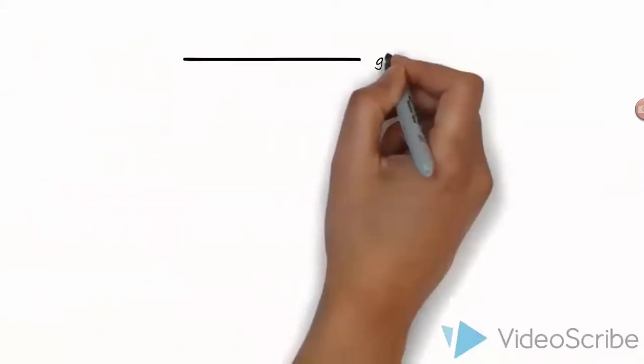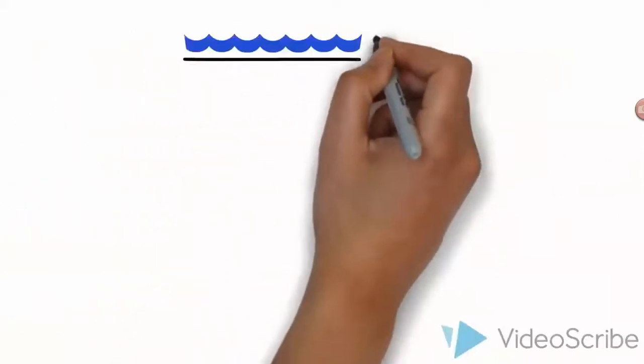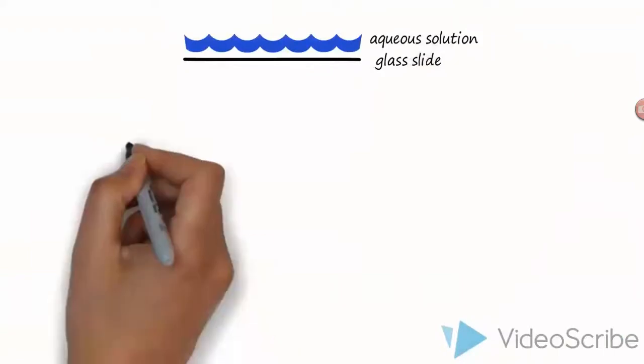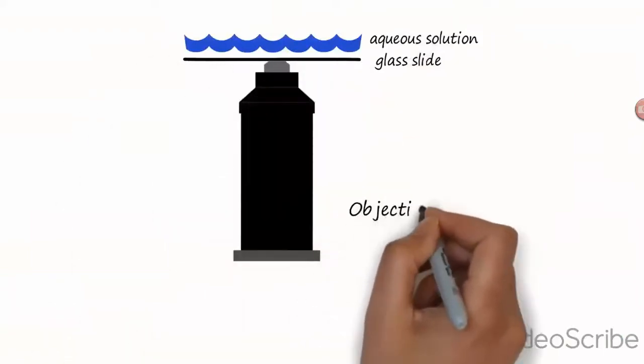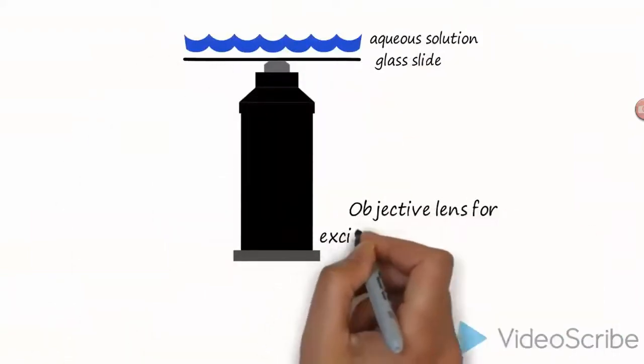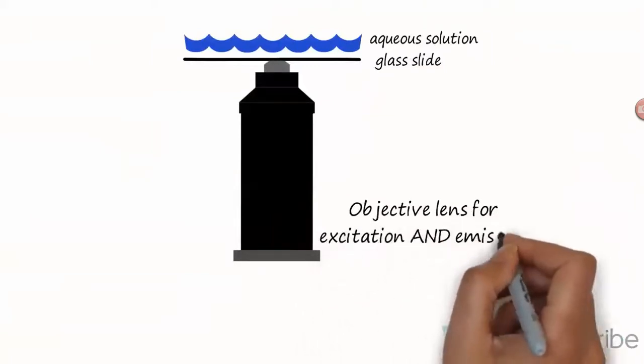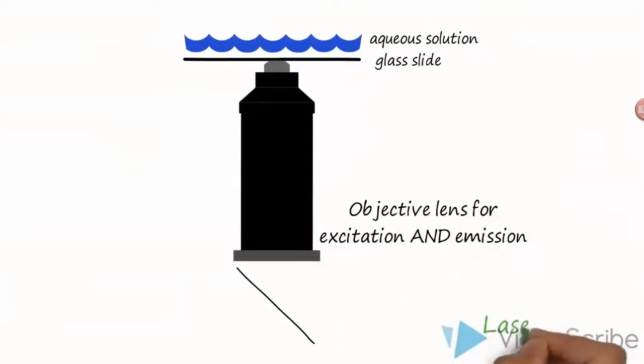Unlike prism-based TIRF, objective-based TIRF has the excitation and emission parts of the microscope situated on the same side of the sample. In fact, they share the same objective lens, which sits below the sample in an inverted configuration.